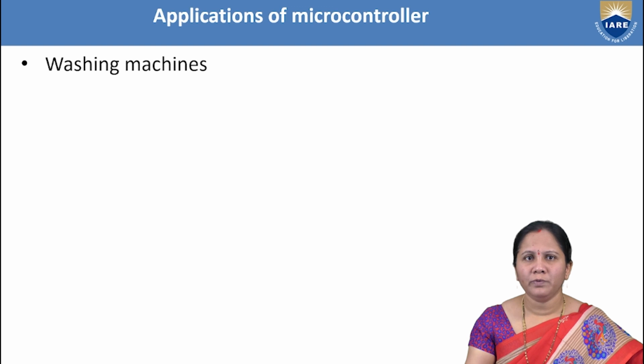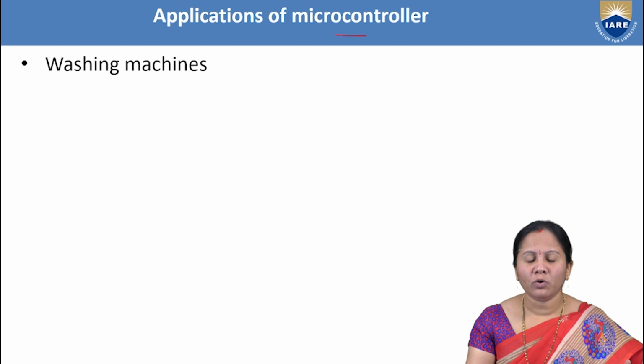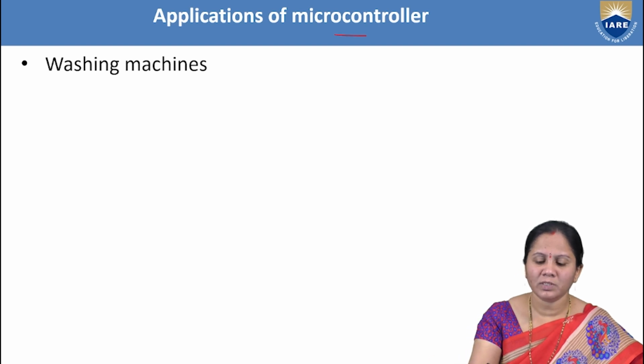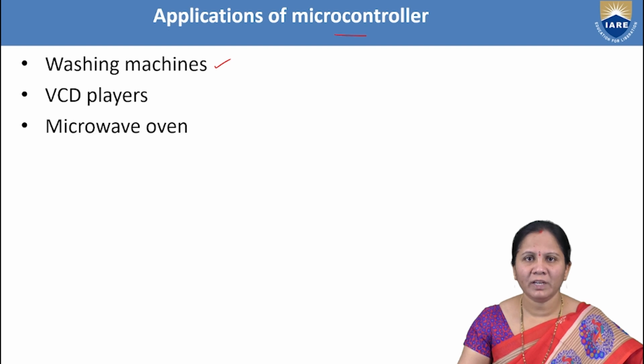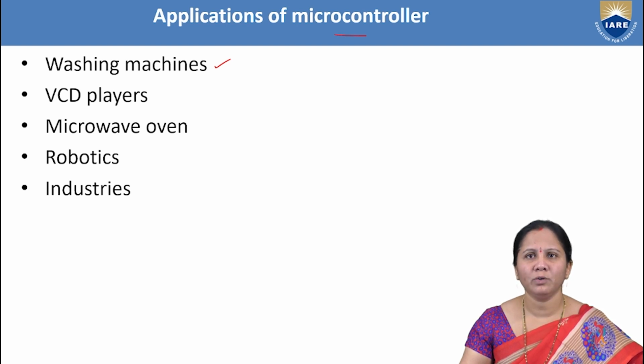And so if you see here, the applications of microcontrollers can be used in different applications in order to perform particular tasks. Here you see applications in washing machines, VCD players, microwave ovens, robotics. So in all these applications, like industries for automobile applications and automation, we are going to use these microcontrollers.